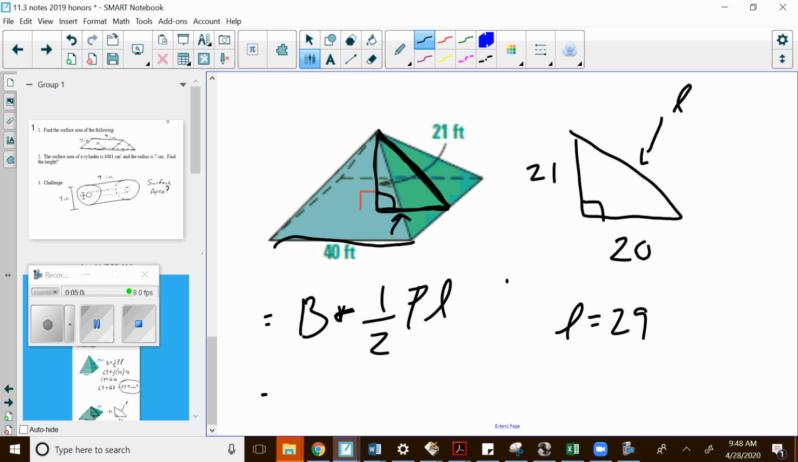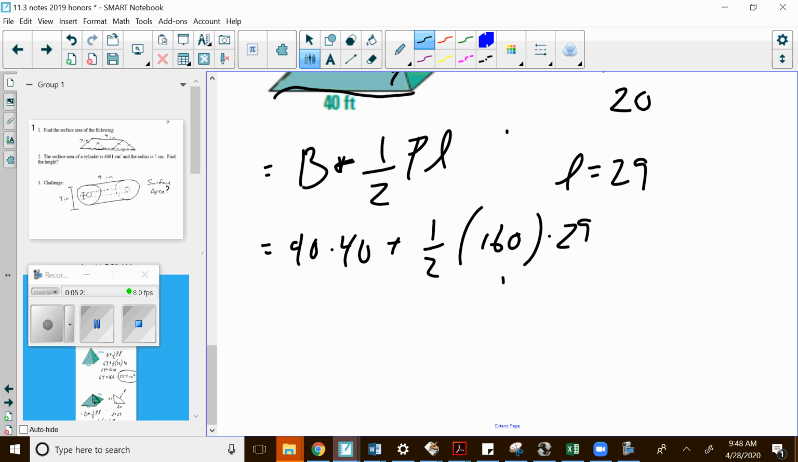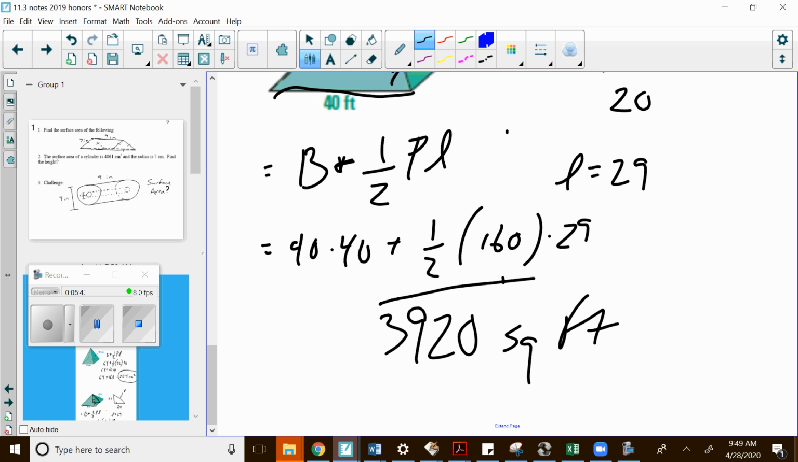So then the area of the base is 40 times 40. It's a square again. Plus 1/2 times the perimeter of the base, which is 160 (40, 40, 40, and 40), times the slant height, which is 29. And this is calculator work here. 40 times 40 is 1600. 1600 plus 80 times 29, essentially. And the surface area here becomes 3920 square feet, or feet squared.